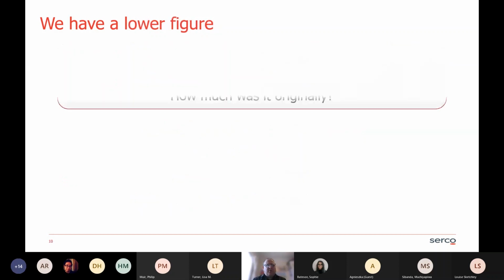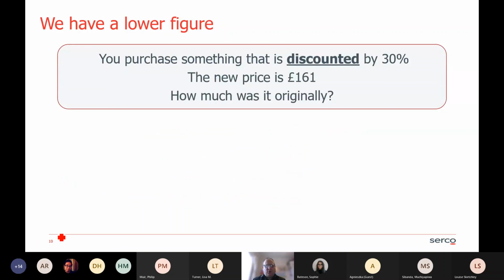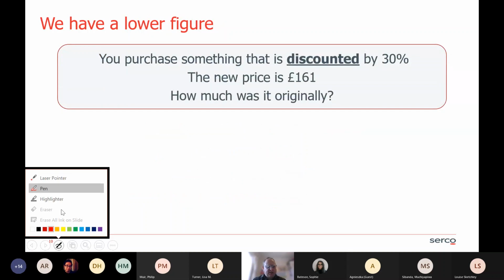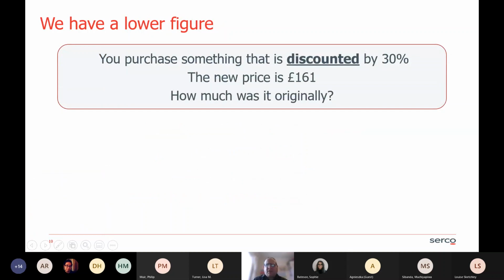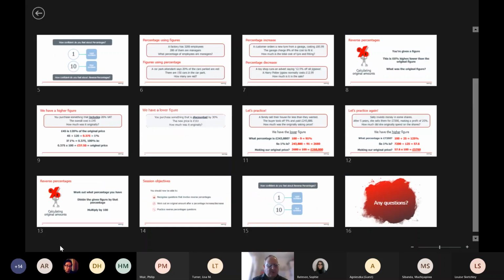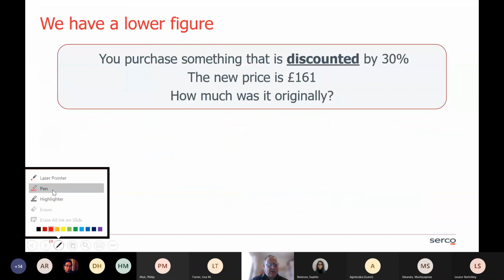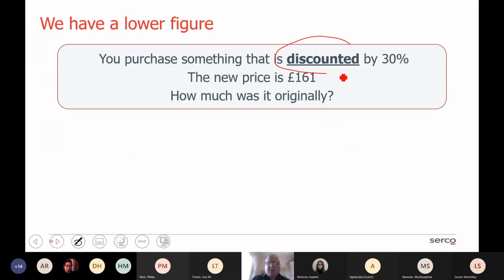This time, though, we're going to have a lower figure. So we purchased something, and again, it doesn't really matter what it is. And this time, oops, my pen's gone. Oh, that's not what I wanted. There we go. So let's put my pen back on the screen. So this time our figure is discounted by 30% and our new price is £161.